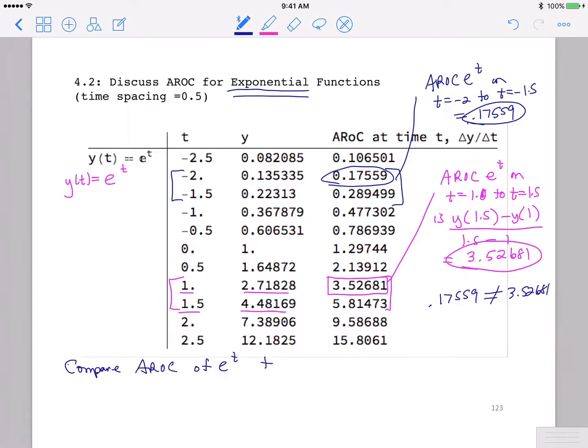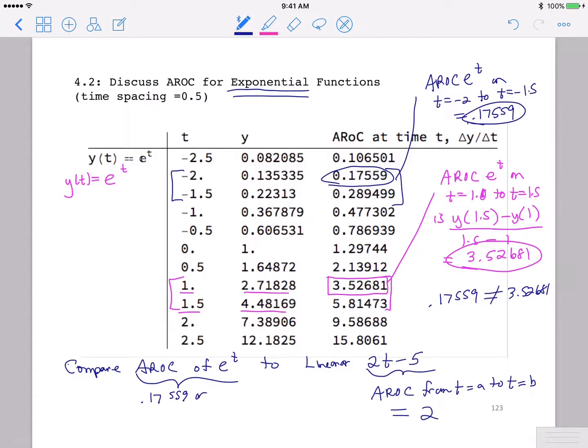The conclusion is that we should compare the average rate of change of the exponential function e to the t to, for example, the linear function 2t minus 5. In that example, we showed that the average rate of change from t equals a to t equals b was always equal to 2, no matter what you chose a and b to be. But here we're seeing that the average rate of change of the exponential function could be 0.17559, or it could be 3.52681. These numbers are not the same. So the average rate of change for a linear function is a constant, but the average rate of change for the exponential function is not a constant. That's one difference between the exponential and the linear functions.